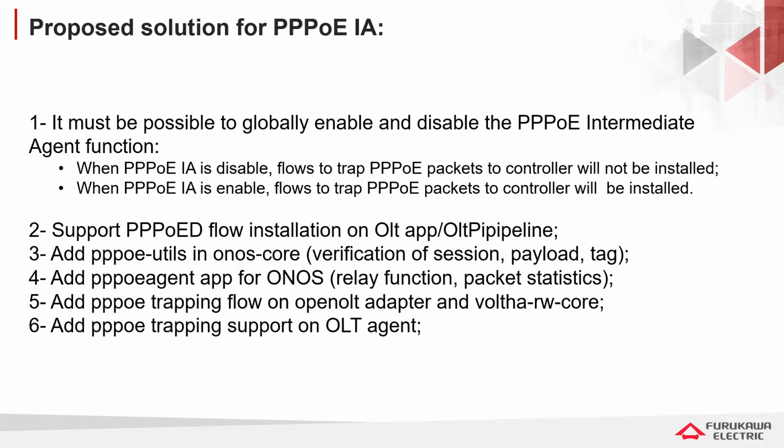Second, we need to support the PPPoE flow installation on the OLT app and also on the OLT pipeline. Third, we need to add the PPPoE utils in ONOS core for verification of session, payload, and tag. Add the PPPoE agent app for ONOS, mainly to do the relay functions and packet statistics. Also, adding the PPPoE traffic flow on the open OLT adapter and also on vOLTHA core. And the PPPoE traffic support on the agent itself on the box.